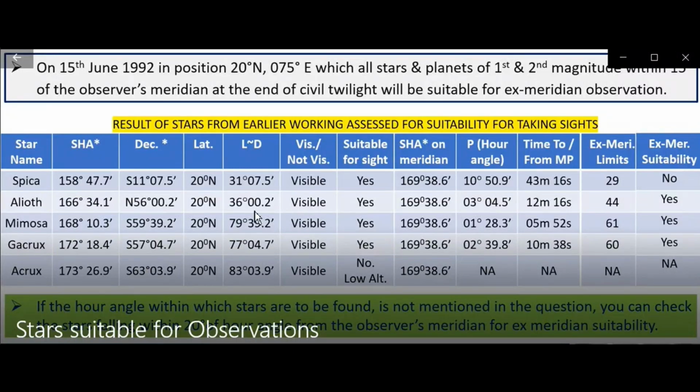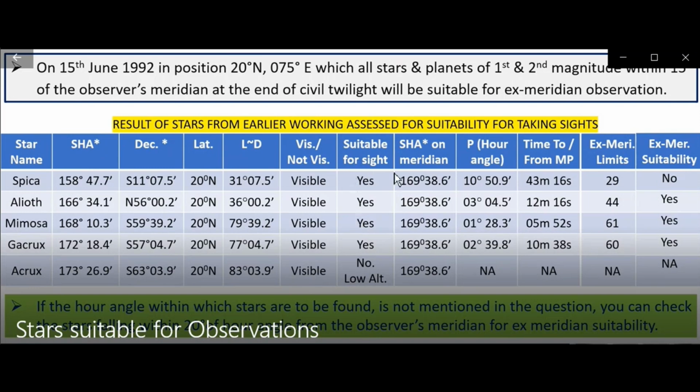Okay, beta, this was what we did in the last session. We had made a list of the stars. हमने सबसे पहले L difference D को चेक किया and जहाँ कहीं भी L difference D की वैल्यू लेस देन 90 आती है, that star is visible to us. Fortunately, all the 5 stars were visible.